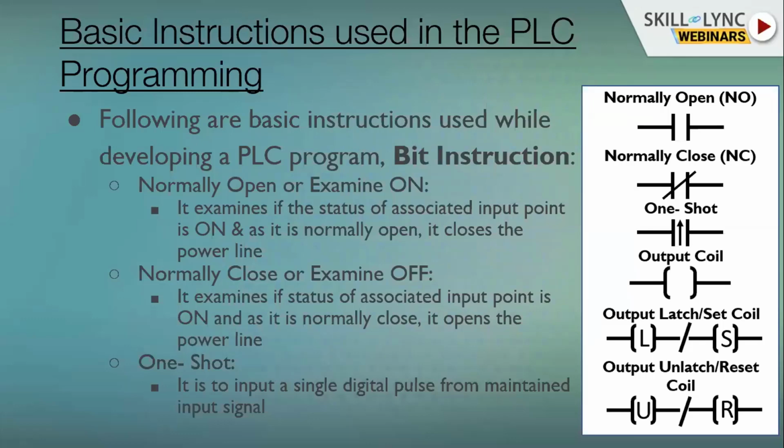Then one shot is something you use if you want the PLC input signal as a pulse, not continuous. When you receive an input signal, it will not give the output on continuously. It will give only one pulse. The pulse means it will be around 10 milliseconds on and off.